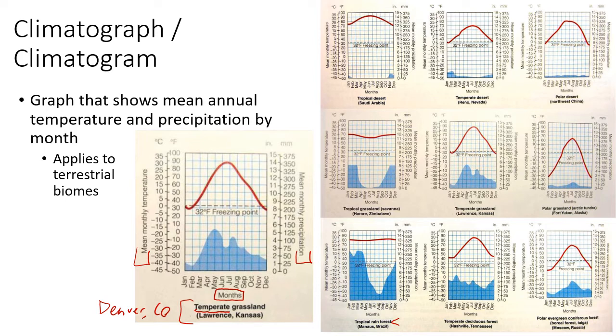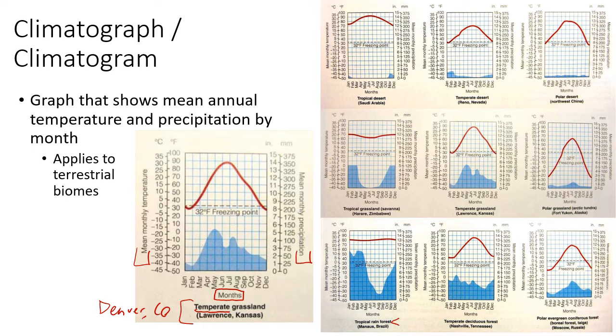We have tropical desert. Note that it's consistently high temperature year-round, so we're looking at something that's closer to the equator, and very, very low precipitation, so something closer to a desert. So this is a tropical desert. You won't have to tell me that it's from Saudi Arabia, but a tropical desert is the biome. So just focus on the biomes.